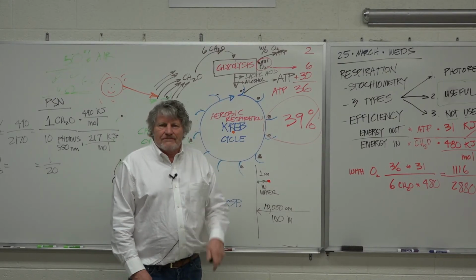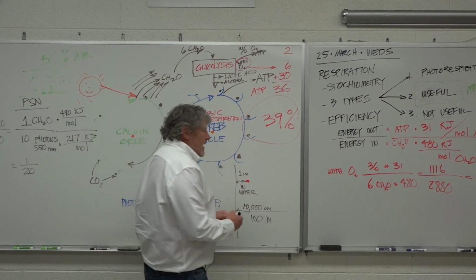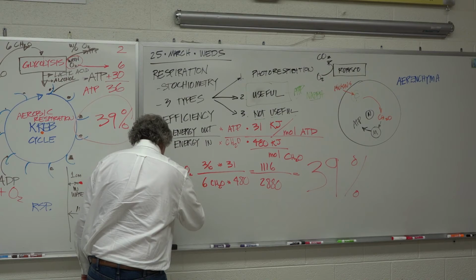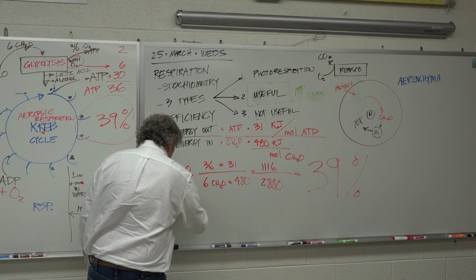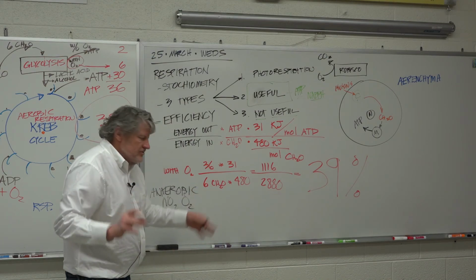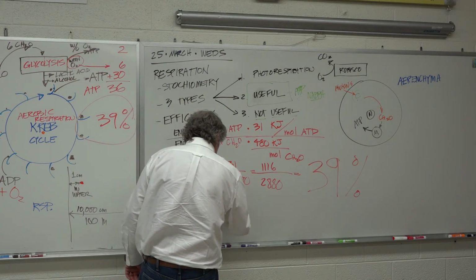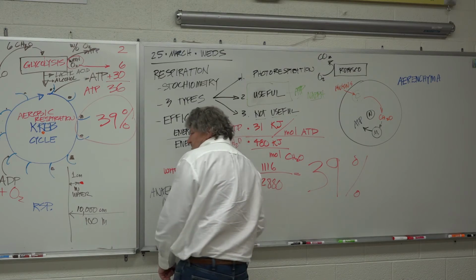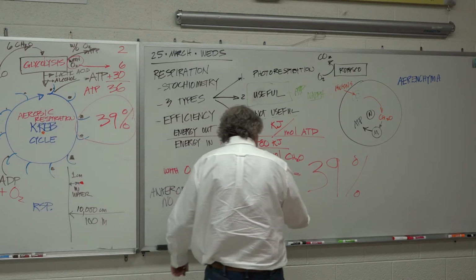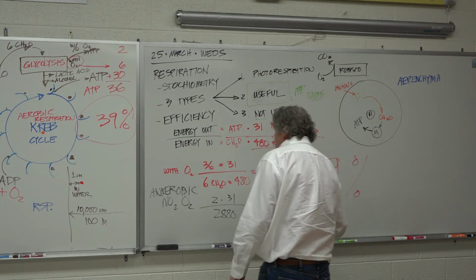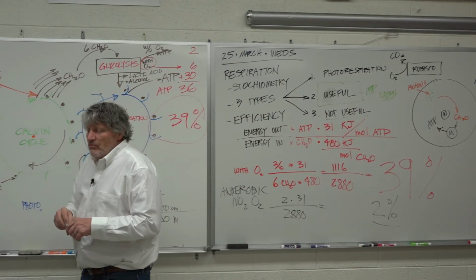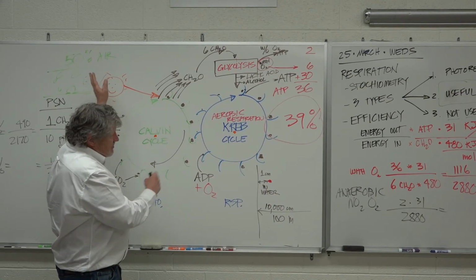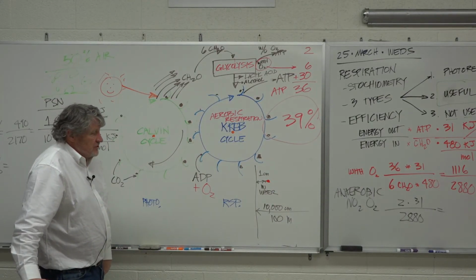How about no oxygen? Let's do the same math. Put this in black. 2, no oxygen. This would be anaerobic, Greek for no oxygen. No O2. 2 times 31 over 2880. And this comes down to be 2% efficient without oxygen. So low efficiency. So when you draw this like this, we get efficiency of photosynthesis on one side and efficiency of respiration on the other side.